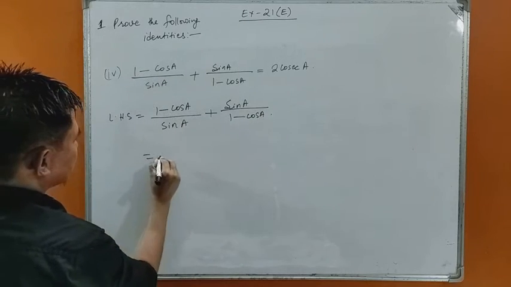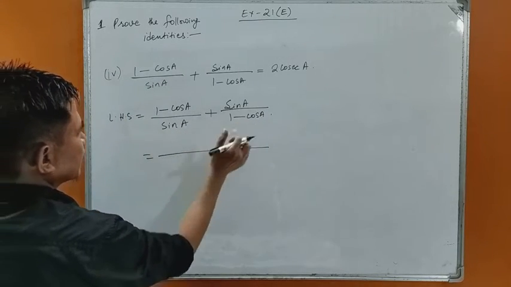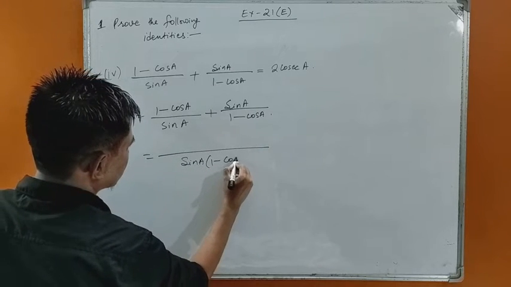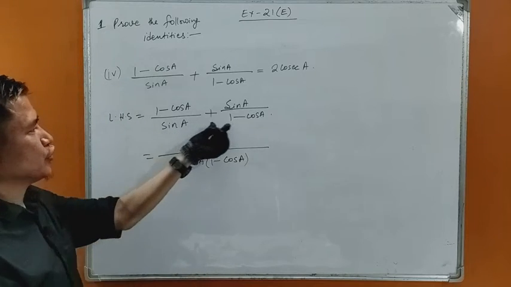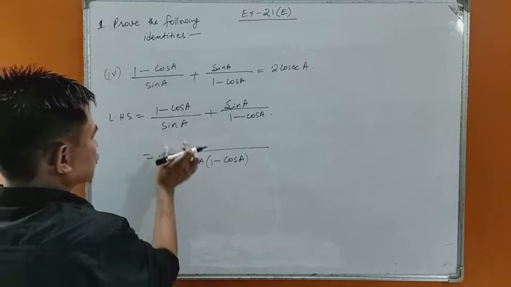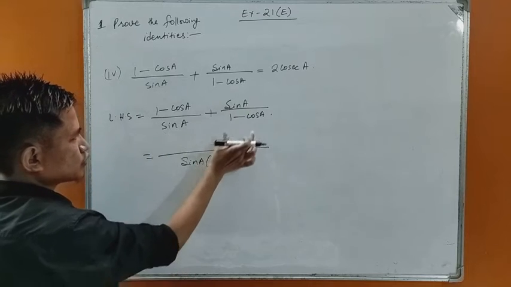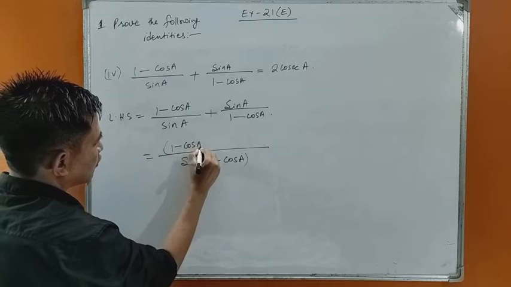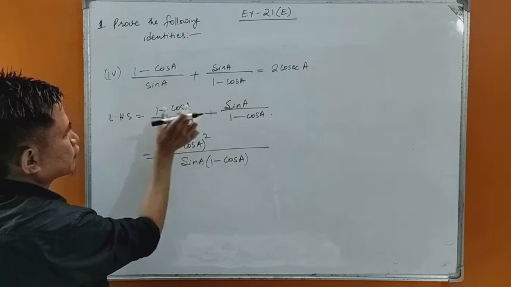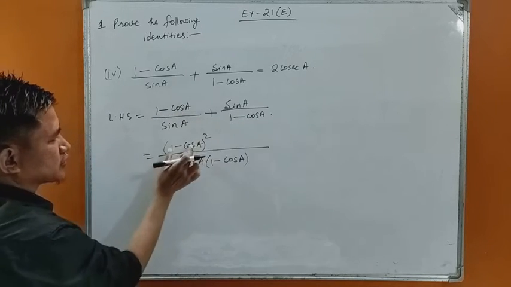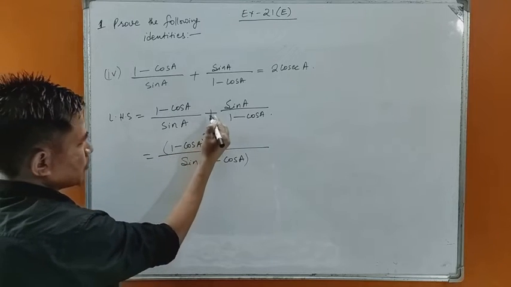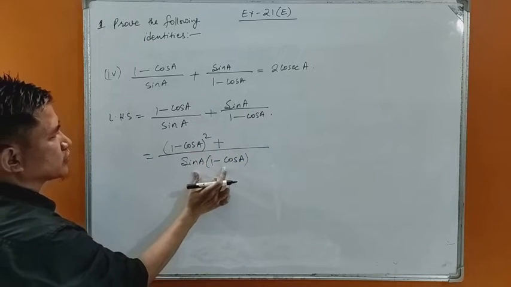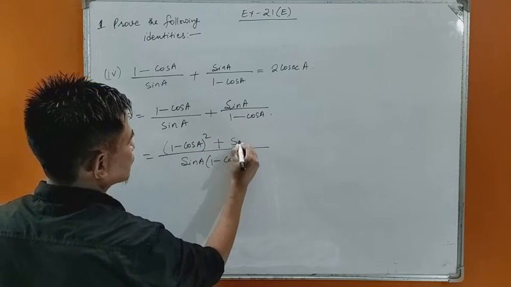So let's take the LCM of the denominators. Sin A into 1 minus cos A will be the LCM, isn't it? So sin A into this gives us the whole thing. So 1 minus cos A into 1 minus cos A, 1 minus cos A whole square. Same number multiplied 2 times, isn't it? Plus 1 minus cos A into sin A gives this whole thing. So sin A into sin A gives us sin square A.